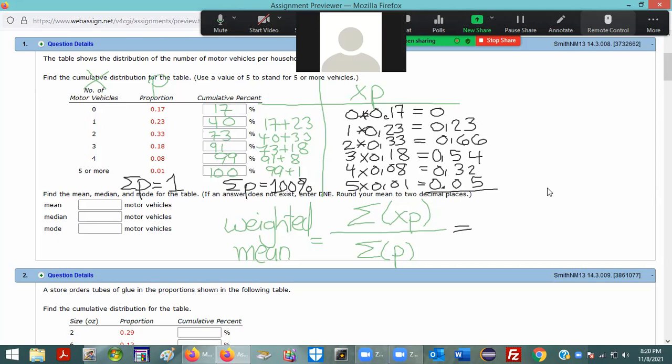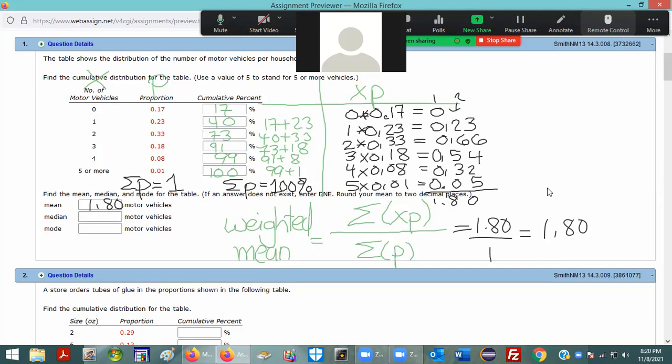And so 10, 20, carry the 2. And then we've got 10, 15, 16, 17, 18. And then carry the 1, gives us 1.80. Divide by 1 equals 1.80. That's your mean.